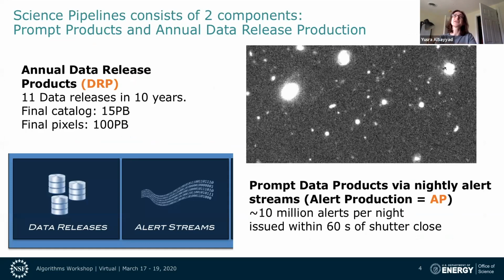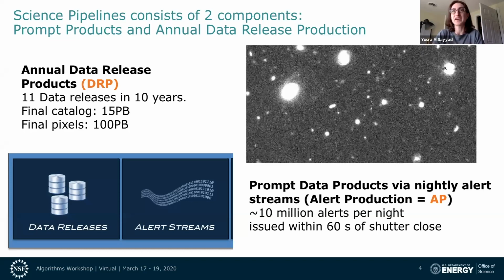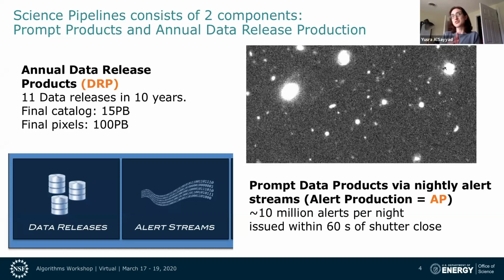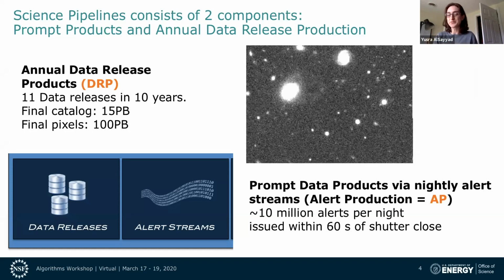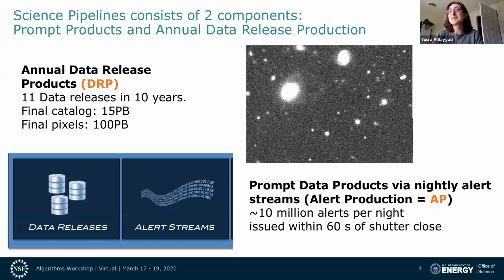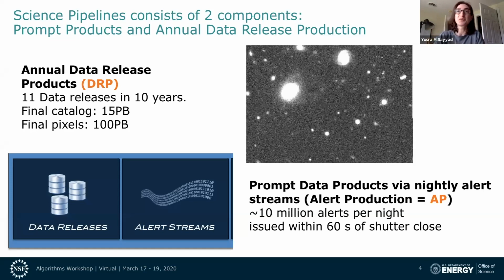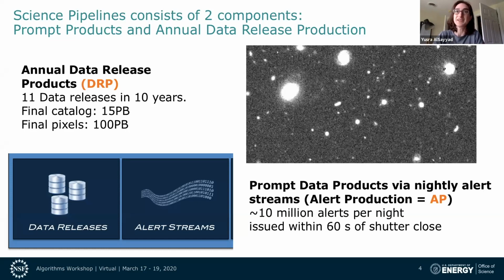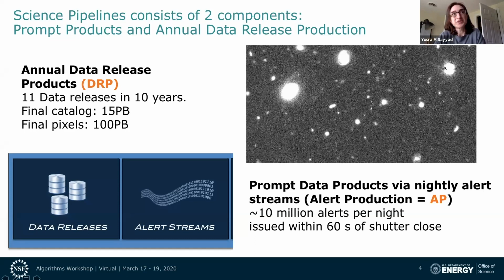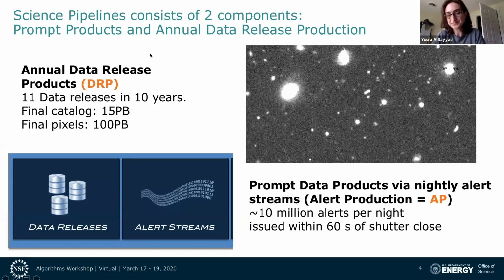We can also split out the data products into two other categories, based on how we can get them to you, which is both fast and slow. The fast data products are going to be through our prompt processing. You'll hear me refer to this as the alert production pipeline, or AP. The other way is through our annual data release production. You will hear me refer to this as DRP.